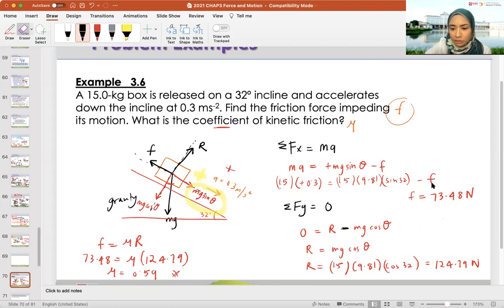Kalau kita ambil 0.6 accepted ke doktor? Saya nak 2 decimal places eh. Always try to give me 2 decimal places.